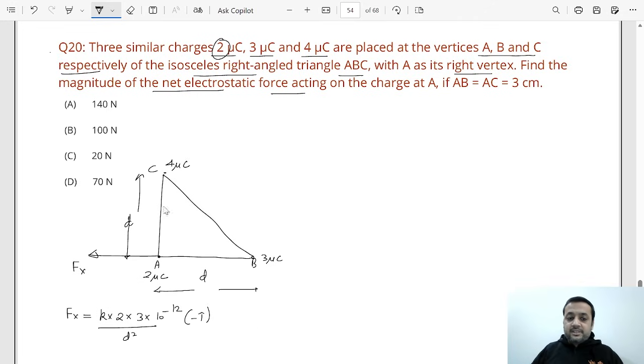Now C will also repel A, so C will apply the force in the downward direction on A, like this. So that force will be in the Fy direction, and that will be K into 4 into 2, that means 8 into micro, which becomes 10 to the power minus 12, upon 3 square, sorry, my bad, 3 square. That means d square.